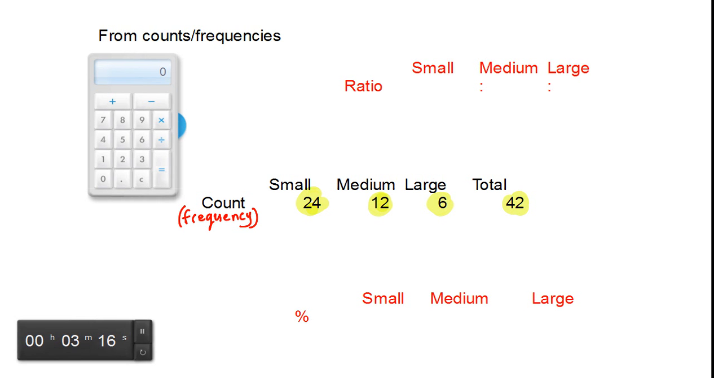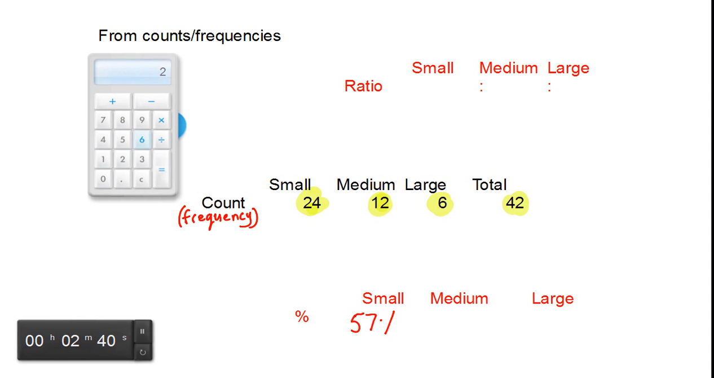Expressing these as a percentage is relatively obvious. We simply divide 24 by 42 and multiply by 100. The plus 1 up here indicates that I need to move the decimal place one place to the left. So the result there is 57.1% of the snails fall into the small category.